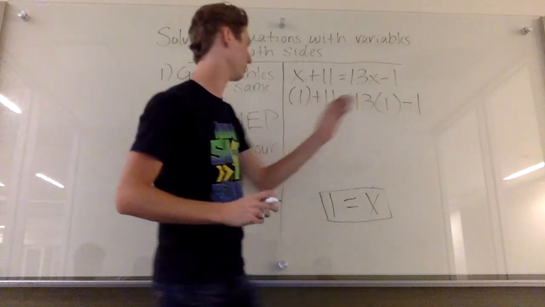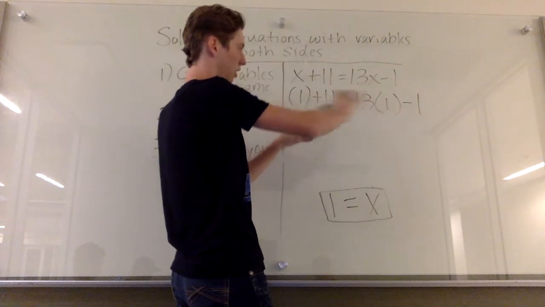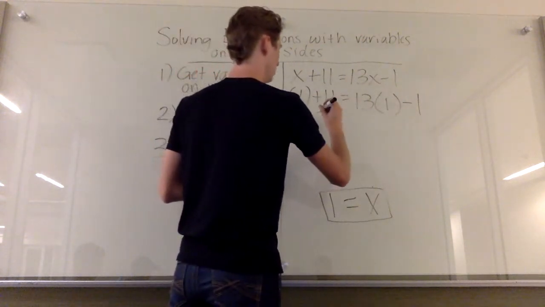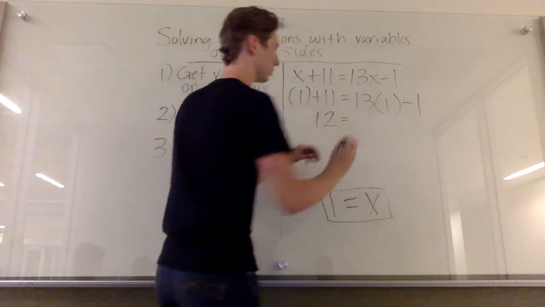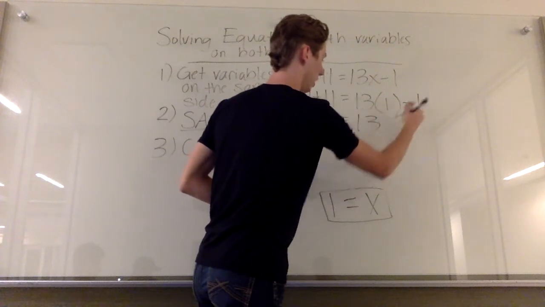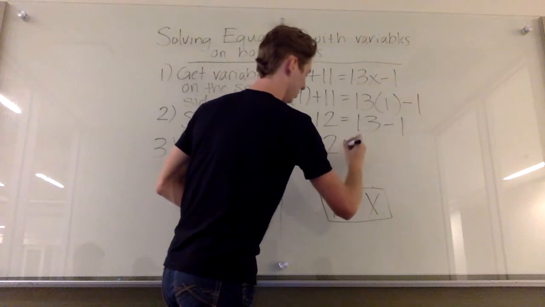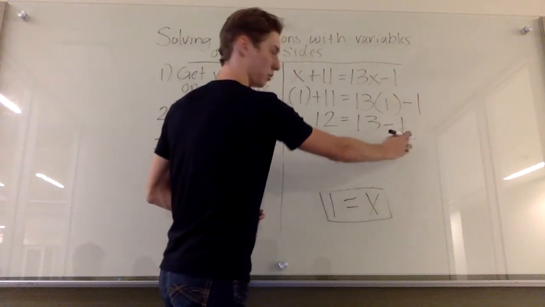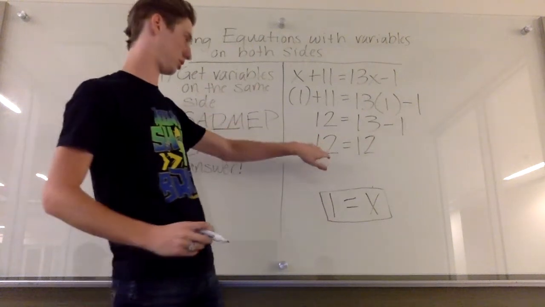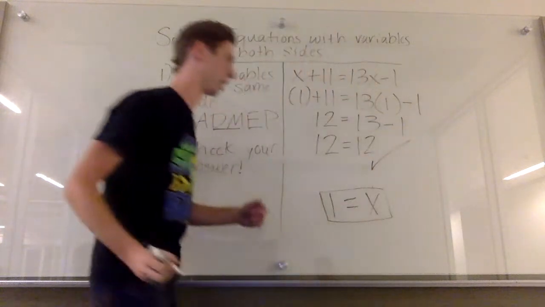We got the -1. Okay, so now let's just do the arithmetic here and make sure that it's all correct, okay? So 1 plus 11 is 12, okay? 13 times 1 is just 13, and then there's the -1, okay? And I think you can all see where this is going. 13 minus 1 gives us 12. If you have a true statement, which 12 does in fact equal 12, then boom, you've checked your answer.